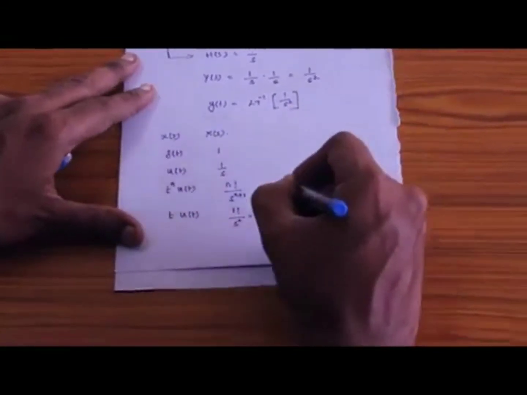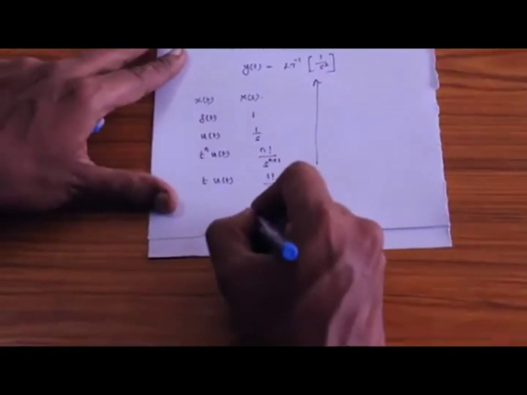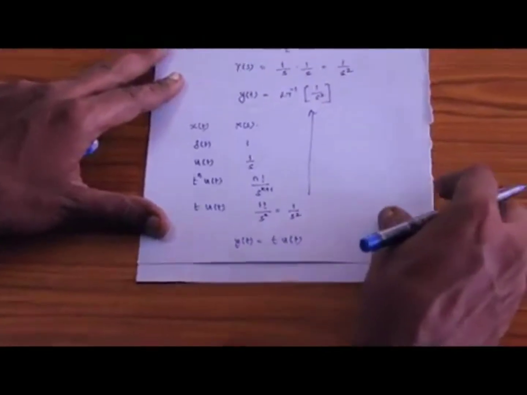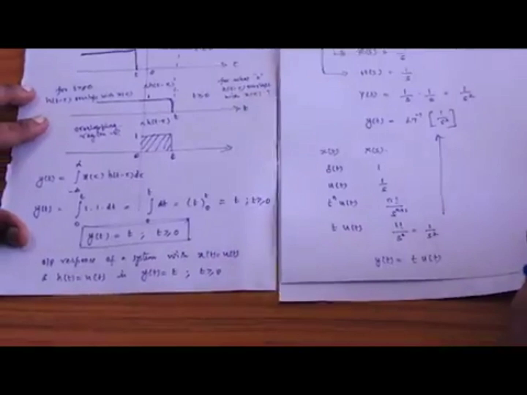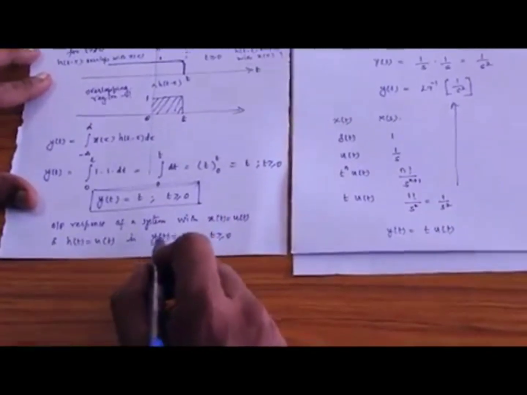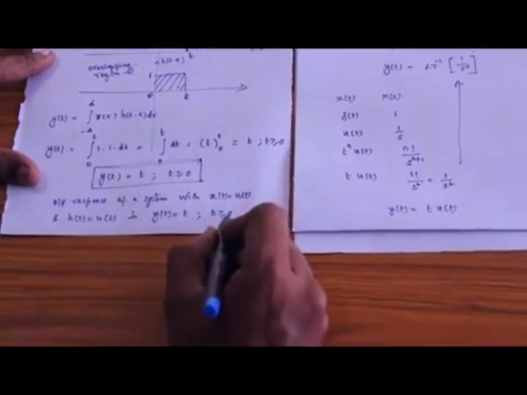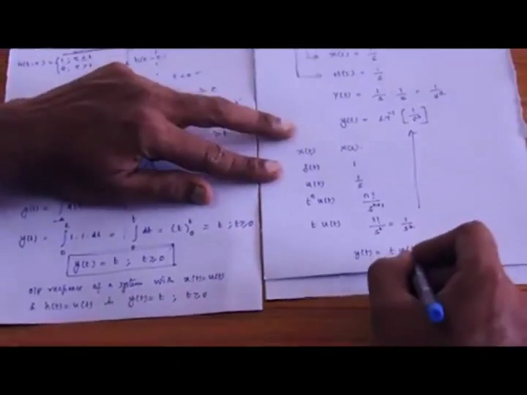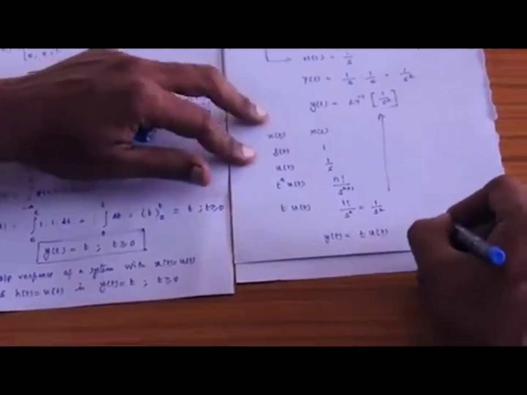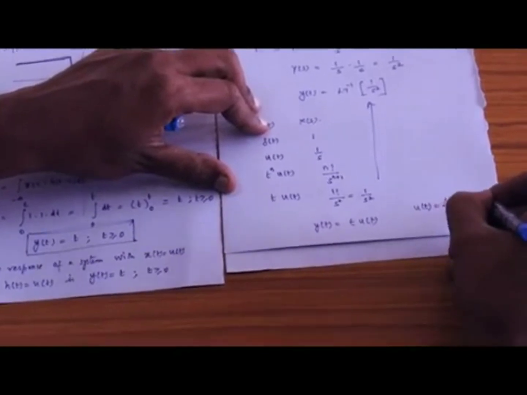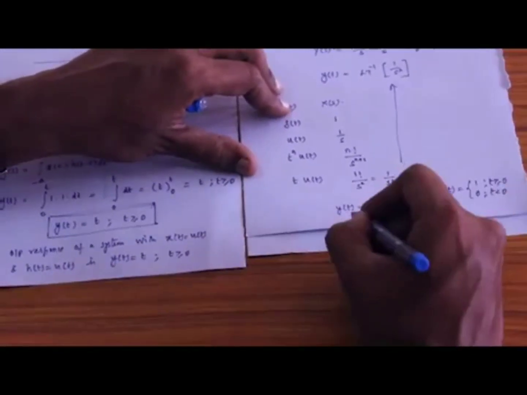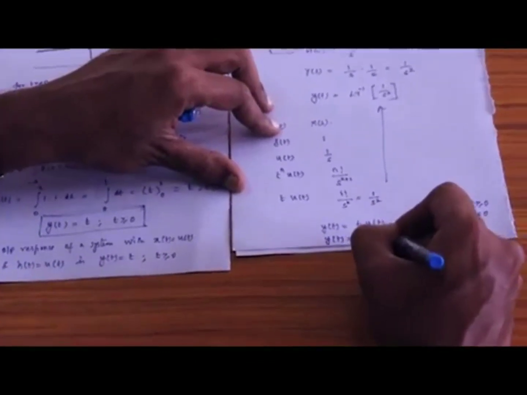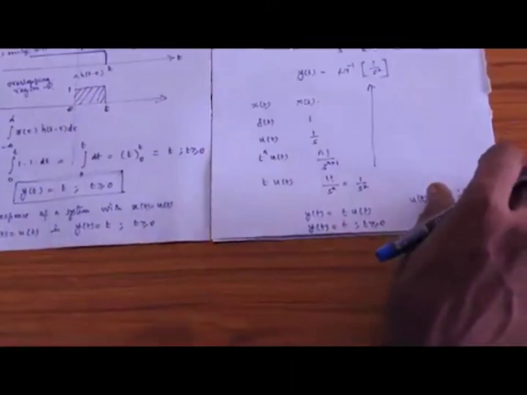So by applying this, I will get y of t is equal to t into u of t. Using the convolution integral method, I got y of t is equal to t for t greater than or equal to 0, and using the Laplace transform, y of t is equal to t into u of t. Both are the same because u of t is 1 for t greater than or equal to 0 and 0 for t less than 0. So you can write this as y of t is equal to t for t greater than or equal to 0.